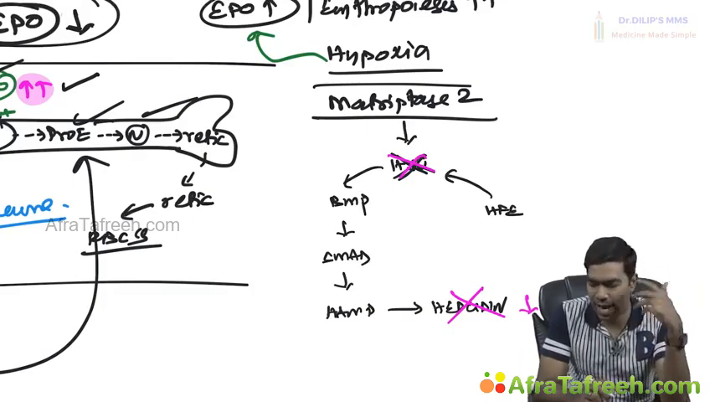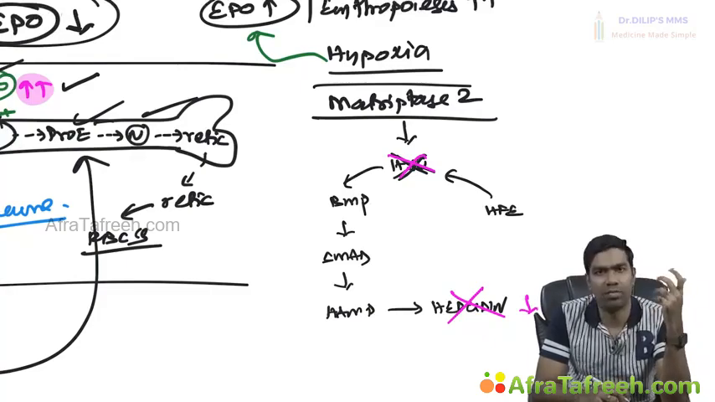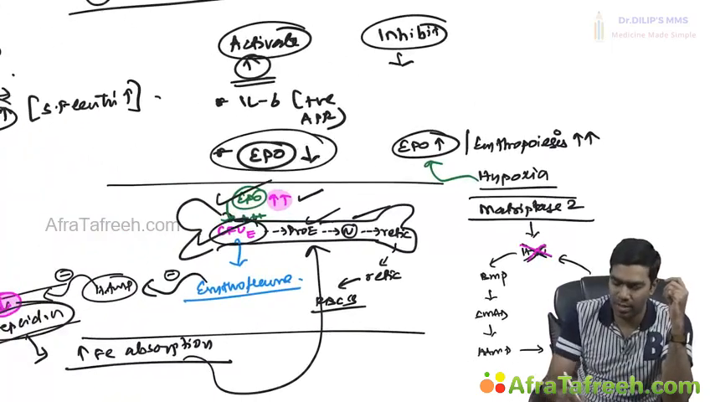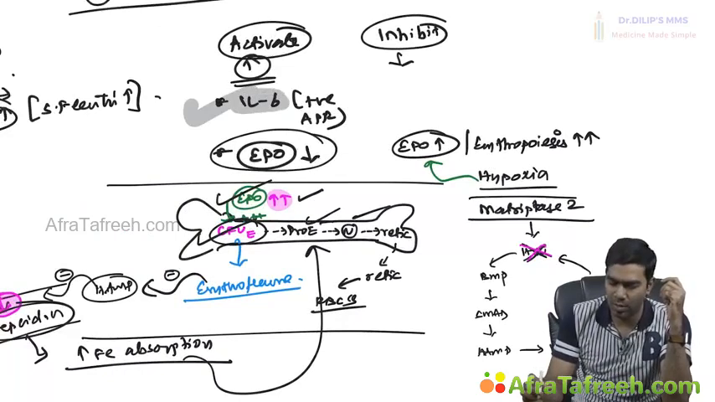So these are some of the activators and these are some of the inhibitors of hepcidin release. These are the things that you want to know. But a very important thing is the IL-6, which you'll see what is applied in this. What is applied in this?